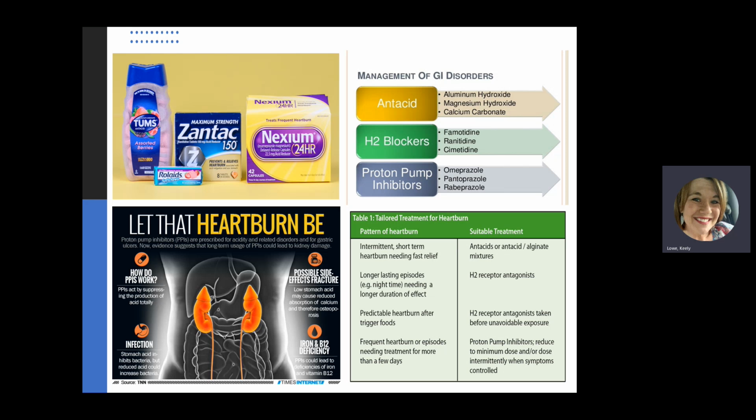H2 receptors, they can kind of work both ways. So we can take them if we're planning to eat something we shouldn't, going out, eating a big meal, things like that, or they can be taken daily. Sometimes they can be recommended twice a day. And then proton pump inhibitors are things that are taken daily or on a schedule. They take a little bit longer to work.